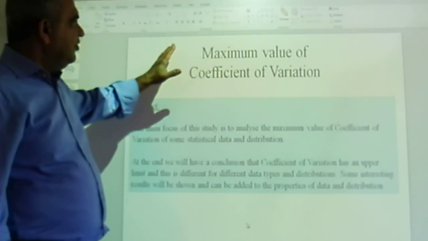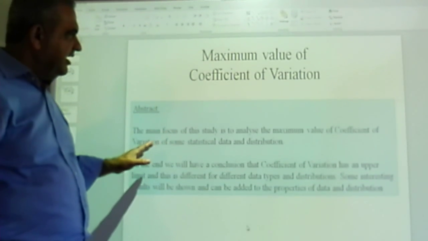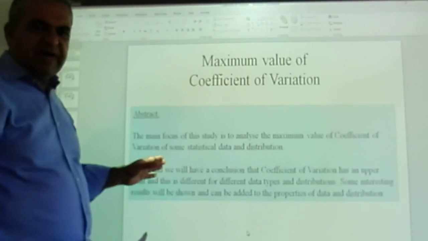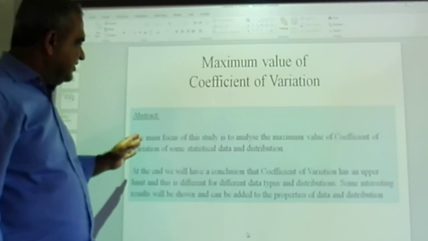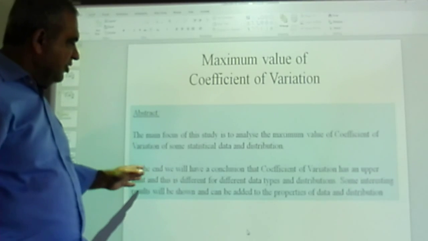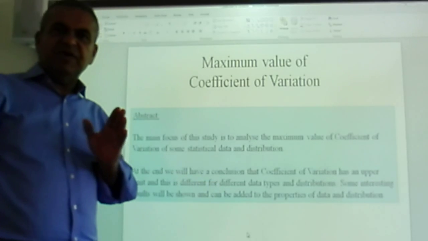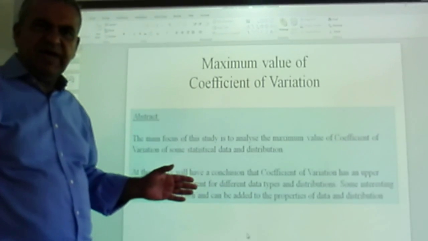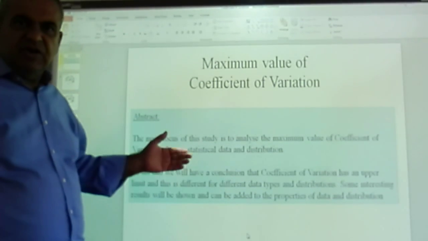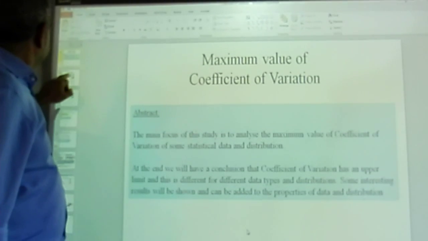Okay, the maximum value of coefficient of variation. So the main focus of this study here is to analyze the maximum value of coefficient of variation for some statistical and data distribution in which we have. And then at the end of the study here, we will reach a conclusion about the upper value of the coefficient of variation for a number of data, and this is then the new property of the data.